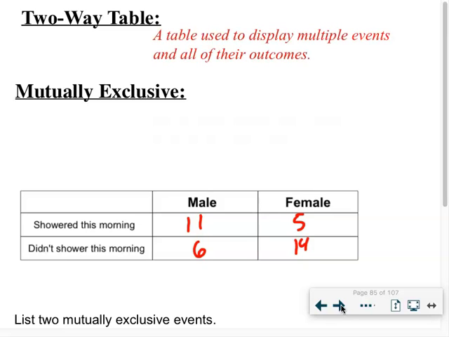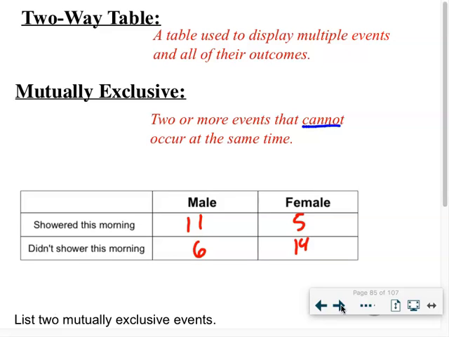And that's what I just have filled in here. It's a table used to display multiple events and all of their outcomes. And then I'll pop up mutually exclusive here at the same time. This is a review word: two or more events that cannot occur at the same time. Can't have both. And we'll go through this table. There are 2 different mutually exclusive events in this table.